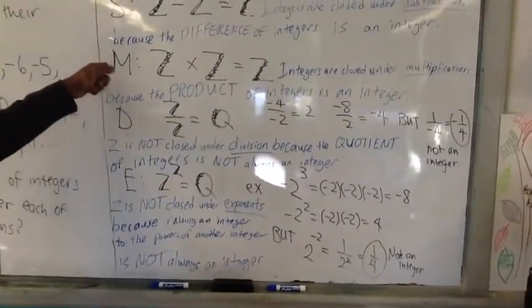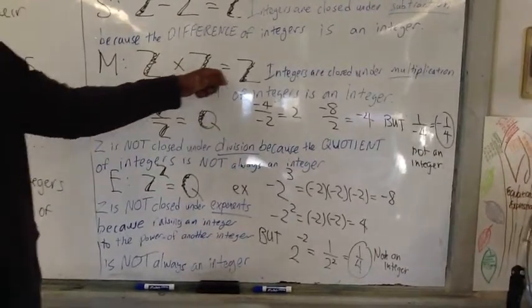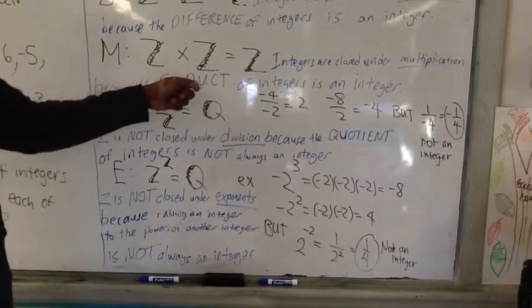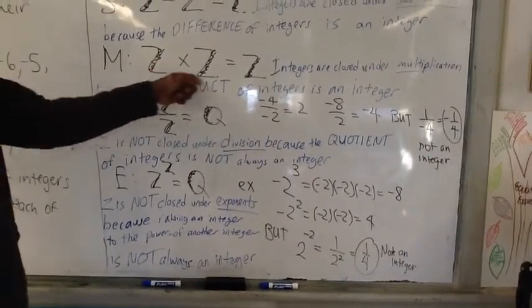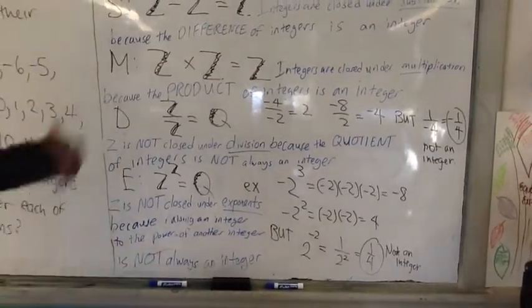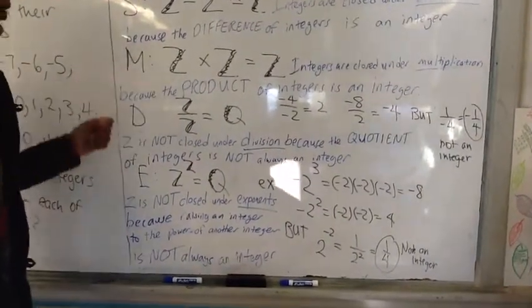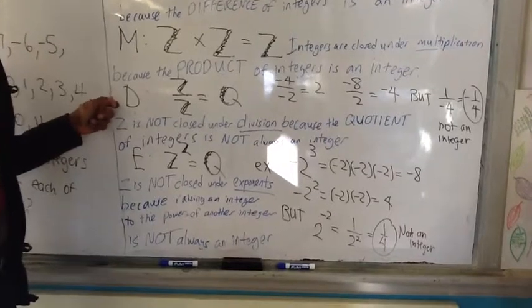For multiplication, the students see that Z times Z equals Z, which says the integers are closed under multiplication because the product of integers is an integer, and example after example, we see this to be true. But then we move to division.